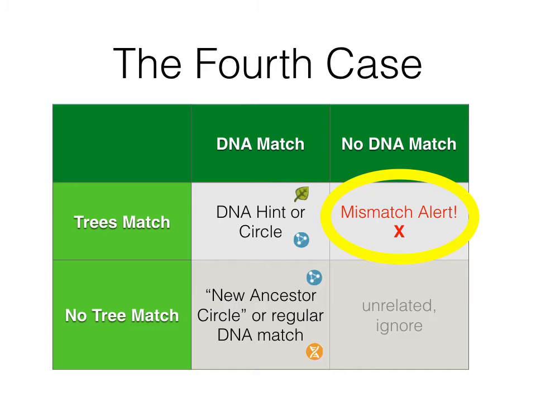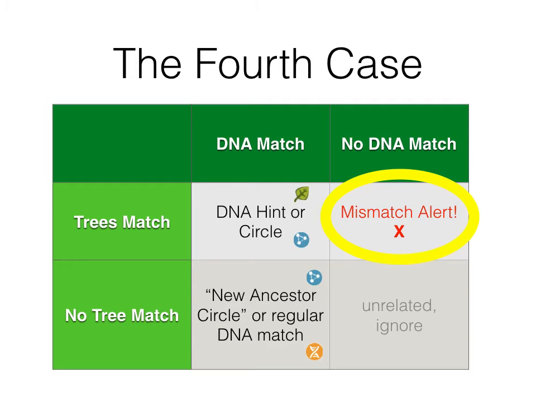Ignore them. The two cases on the left where you do have a DNA match are being handled pretty well by the existing Ancestry software. These are presented as DNA hints, DNA circles, or ordinary DNA matches. But there is a fourth case, and it is an important one.